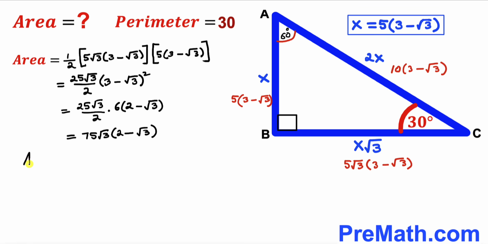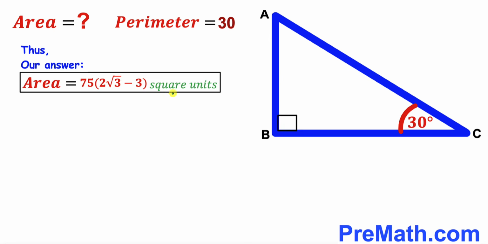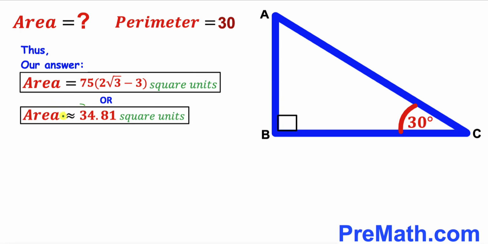So therefore our area of this triangle ABC is going to be 75 times (2 times the square root of 3 minus 3) square units. So thus after all the calculations and manipulations, the area of this triangle ABC turns out to be 75 times (2 times the square root of 3 minus 3) square units. And that's going to be approximately equal to 34.81 square units as well. And that's our final answer.